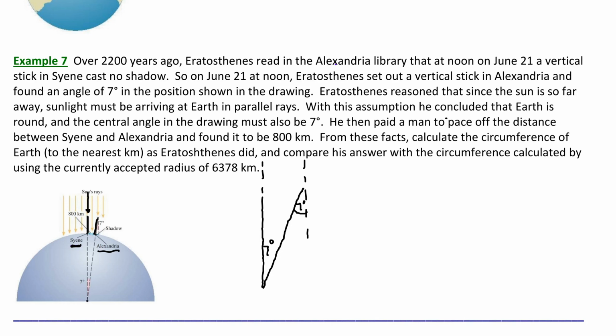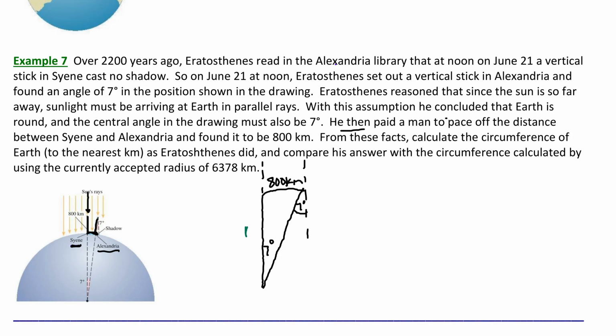Now, Eratosthenes then paid a man to pace off the distance between Syene and Alexandria and found it to be 800 kilometers. Assuming that the Earth is round, that's going to be an arc on a circle. So that arc is 800 kilometers. From these facts, calculate the circumference of the Earth to the nearest kilometer as Eratosthenes did, and compare his answer with the circumference calculated by using the currently accepted radius of 6,378 kilometers.